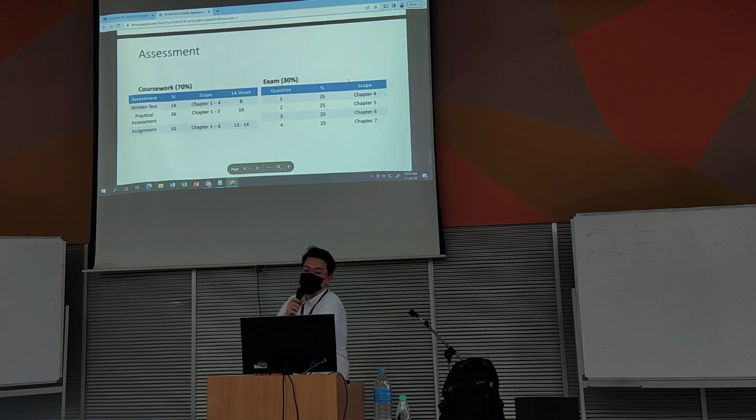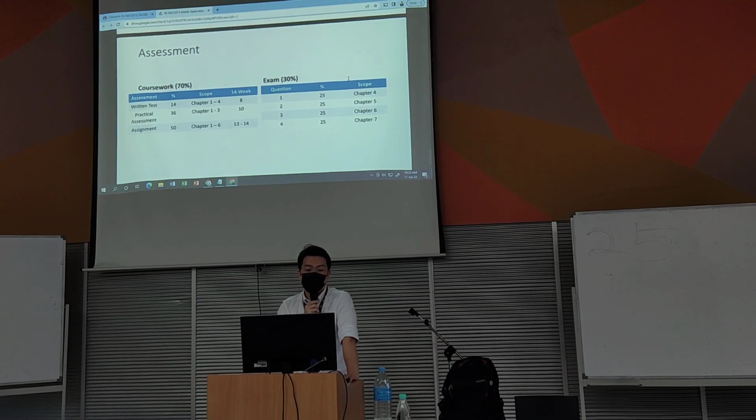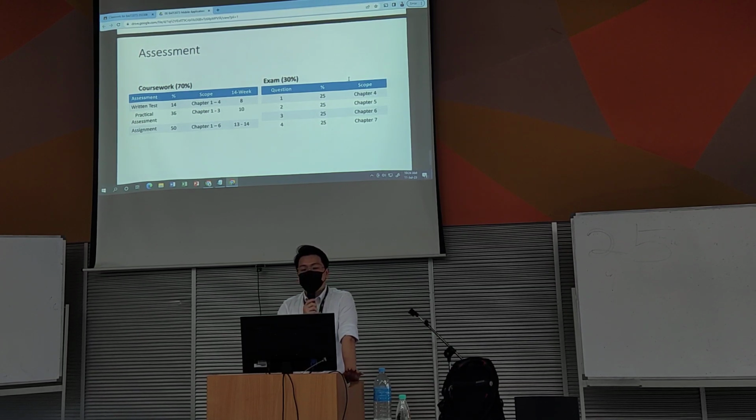So how does our assessment look like? Your coursework will be 70%, exam 30%. You will have one written test, which is your midterm, covering chapter 1 to 4. You're going to have it in week 8. Then you have your practical assessment, 36%, from chapter 1 to 3, which covers all the UI. It's going to be in week 10.